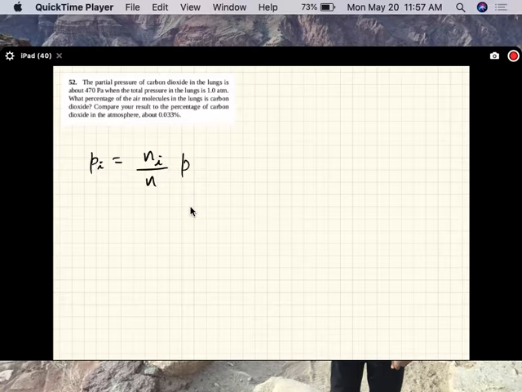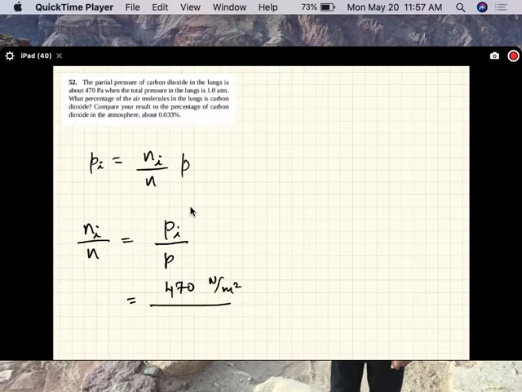All right. So what percentage of this is? So Ni by N is Pi by P. The pressure is 470 pascals. That's the pressure due to the carbon dioxide molecules. And the total pressure is 1 atmosphere, which is that.